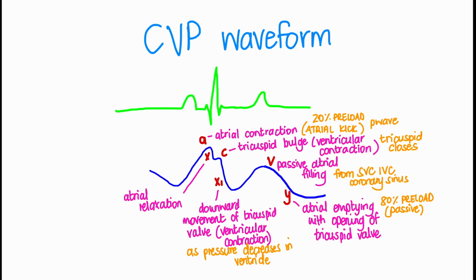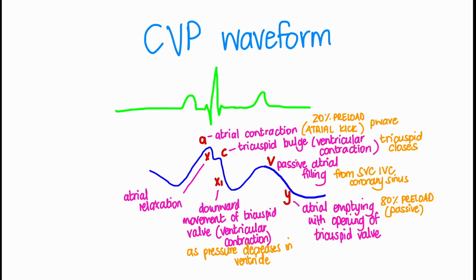The C wave is the tricuspid valve closing. When it closes, a little bit of blood accumulates again in the atria, and we have this small little pressure wave in a positive deflection. The V wave, the last positive, is more gradual, and that is the passive filling of the atria from the SVC, the IVC, and the coronary sinus.